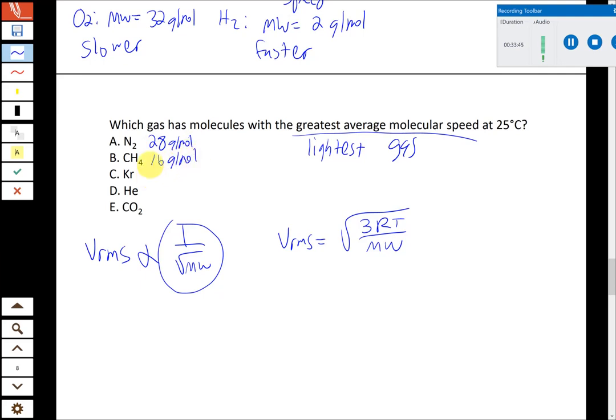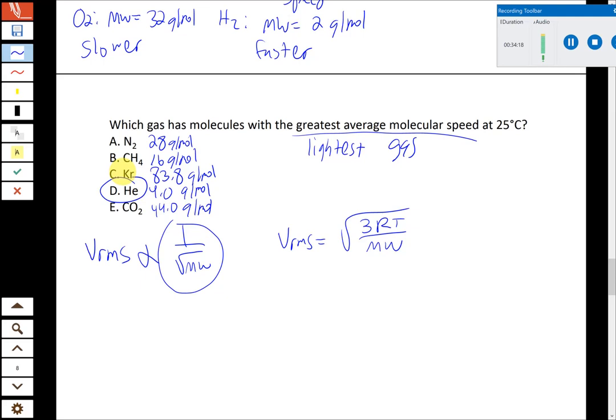Krypton, I don't even remember what that is. It's an element, but I think it's like 80 something. So the atomic mass of krypton is like 83.8 grams per mole. Helium is 4 grams per mole. And CO2 is 44 grams per mole. All right. So if we want the one that has the greatest average molecular speed, we want the one that has the smallest molar mass, which is going to be D, helium.